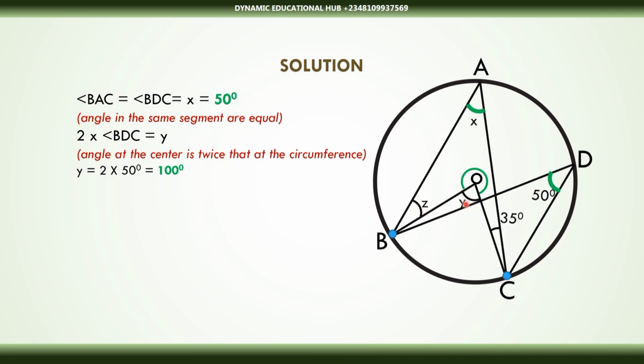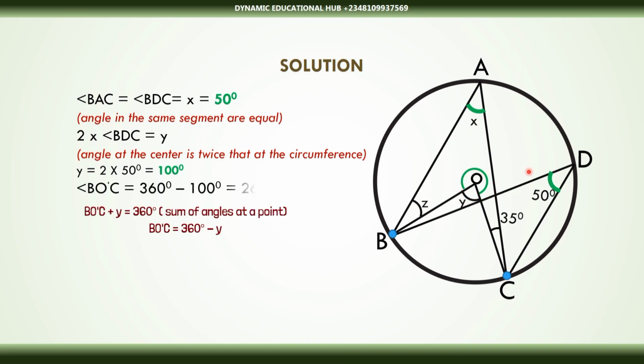What do I mean? Now to find this angle, this is angle at a point. So since we have known the value of y, we can know this angle. To know that angle, we know that angle BOC is equal to 360 degrees minus 100 degrees. So the sum of angles at a point is 360 degrees. This angle plus this angle will give us 360 degrees. So this angle will now be 360 degrees minus this angle, which is 100. So that gives us 260 degrees.